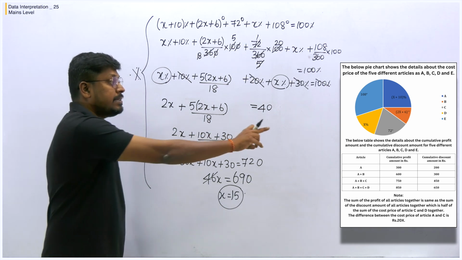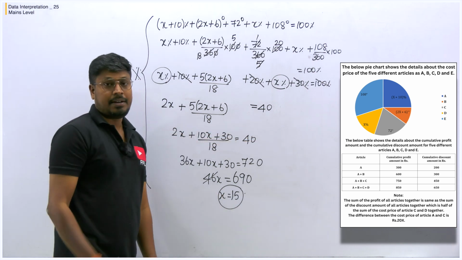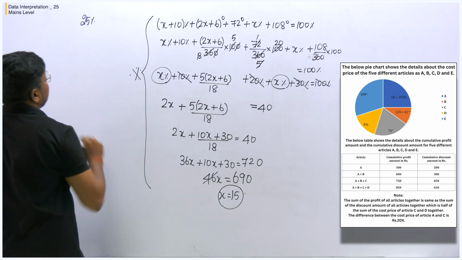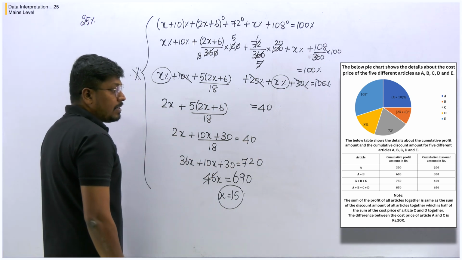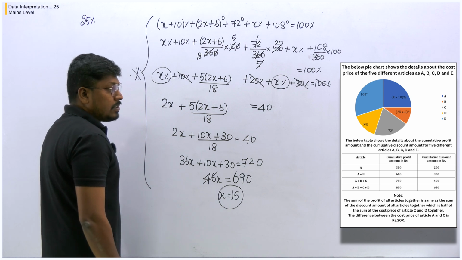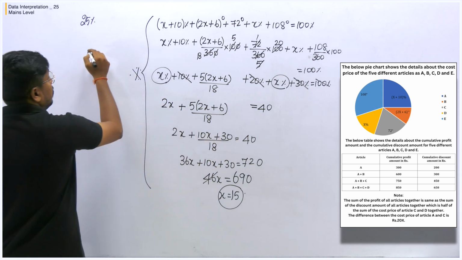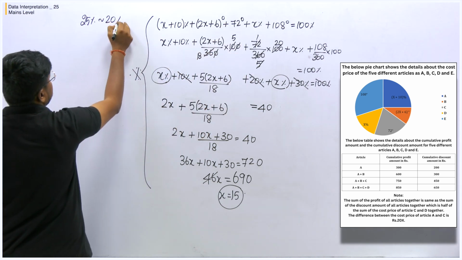So article A is how much? X plus 10. We got x equal to 15, so 15 plus 10 will be 25. So 25 percentage will be article A. And what about article C? Okay, article C is 72 degrees. We know that 72 degrees is 20 percentage. So 20 percentage is article C.